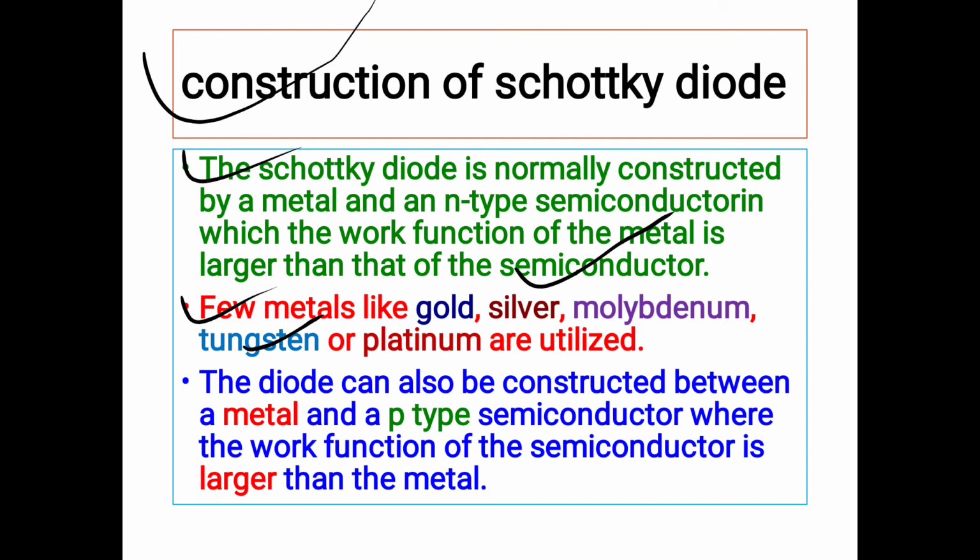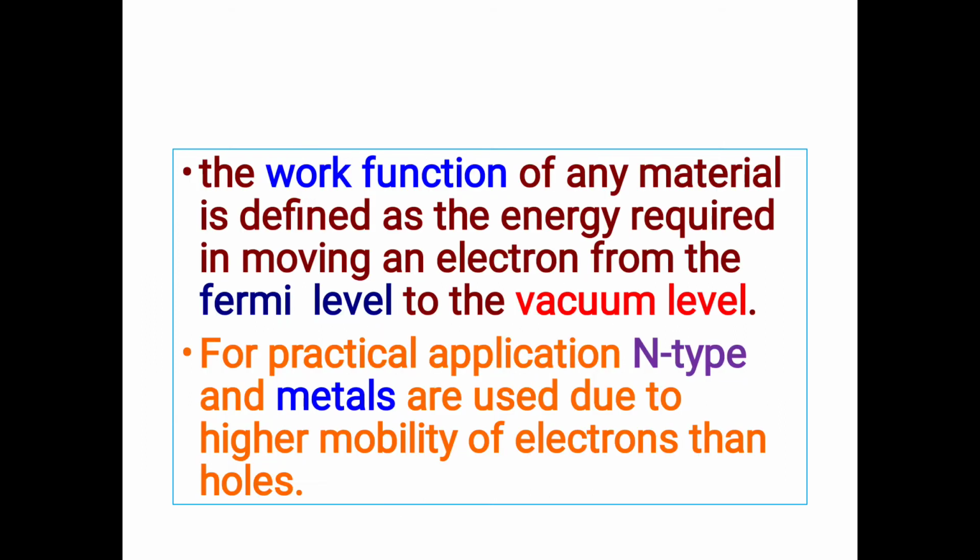The diode can also be constructed between a metal and a P-type semiconductor, where the work function of the semiconductor is larger than the metal. So this diode can also be constructed using the metal and a P-type semiconductor, but basically for the practical applications, N-type semiconductor and metals are used due to the higher mobility of the electrons than the holes.